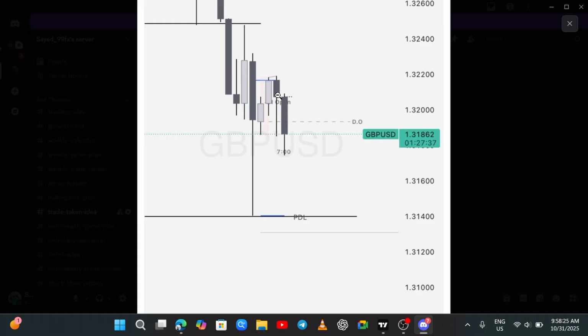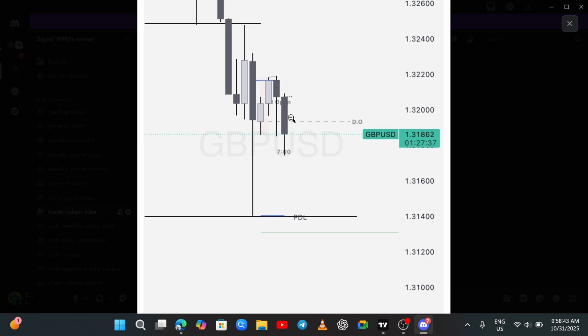We have SMT with euro at this 1 a.m. candle, okay. So we have SMT with euro, and I was expecting this 5 a.m. candle to expand. So expand towards this down liquidity, 5 a.m. and 9 a.m. candle. So how did I take the entry?